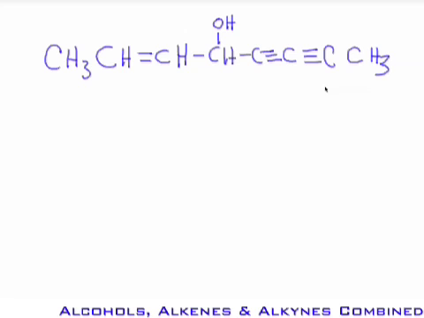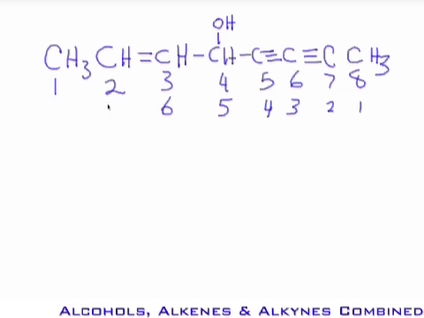And so if I number from this left-hand CH3, I get 1, 2, 3, 4, 5, 6, 7, 8. If I number from the right, I get 1, 2, 3, 4, 5, 6, 7, 8. In some ways this is easier. Which is better, a 5-ol or 4-ol? Well, 4-ol's lower, so that's the numbering scheme I'm going to use.